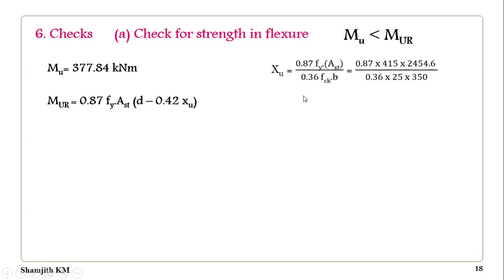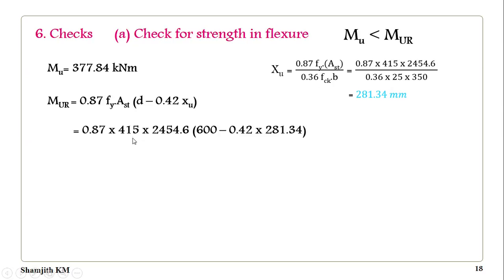To find Xu, we will be using Xu equal to 0.87 Fy into Ast provided divided by 0.36 fck into b. We will be getting an answer of 281.34 mm. We will be substituting this here. We will be getting 0.87 into Fy 415 into Ast 2454.6 into d 600 minus 0.42 into Xu 281.34.